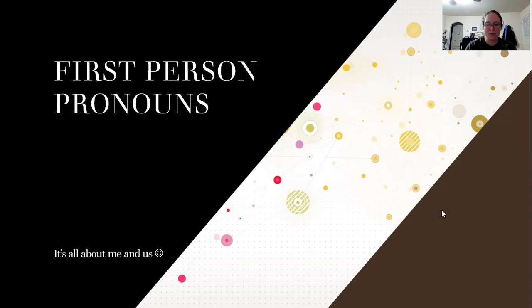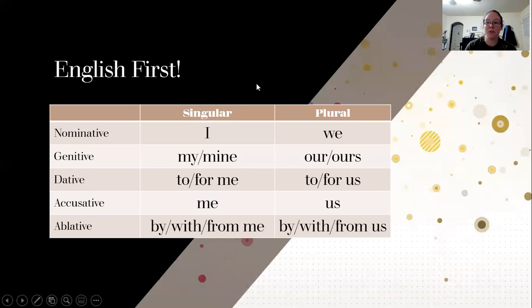All right, first person pronouns, all about me and us, because first person is I or we. First off, let's just review in English the different pronouns for each case. Nominative is your subject, so we're going to be using I or we. Genitive is possessive, so either my, mine, or our, ours. English likes to use different forms depending on the context. That is my book or that book is mine. Latin always just says one way.